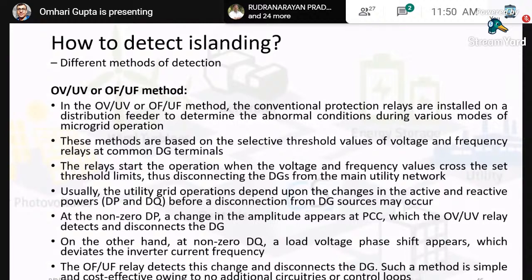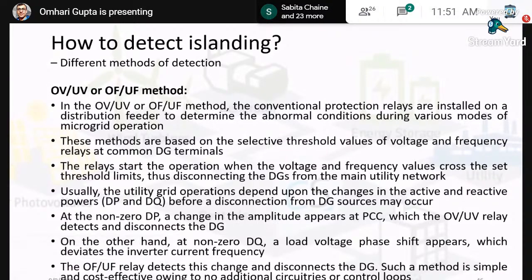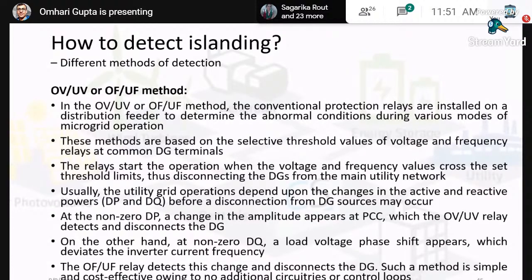On the other hand, at non-zero ΔQ, ΔQ and ΔP are nothing but delta Q, the change in reactive power, or we can say the reactive power supplied by the grid, and delta P. The over frequency, and the frequency relay detects this change and disconnects the DG. Such a method is simple and cost effective, owing to no additional circuitry or control loops.